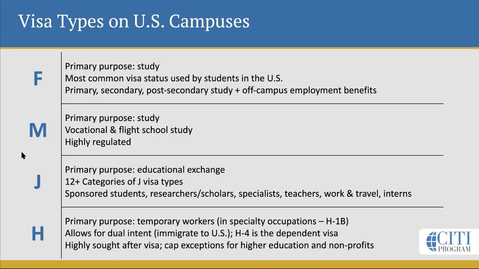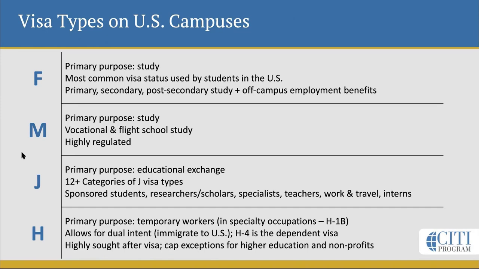While you'll find many J1 visa holders on U.S. campuses, that's not the only place you'll find J1s. There are over 12 different categories of J1 visas, and visa holders can fulfill their educational exchange objectives in a variety of ways, including as au pairs or working at amusement parks through the work and travel program.